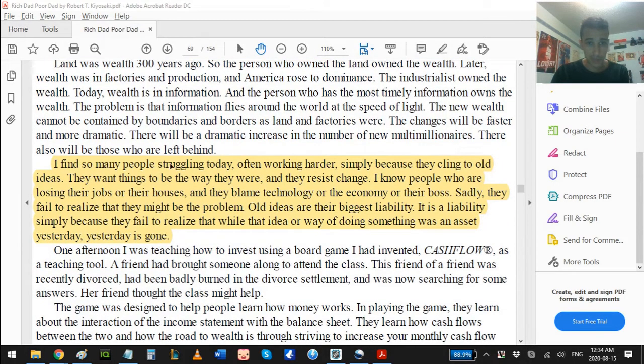Moving on down, I find so many people struggling today, often working harder simply because they cling to old ideas. They want things to be the way they were, and they resist change. I know people who are losing their jobs or their houses, and they blame technology or the economy or their boss. So it's never them, obviously, right? Sadly, they fail to realize that they might be the problem. Old ideas are the biggest liability. It is a liability simply because they fail to realize that while that idea or way of doing something was an asset yesterday, it's gone.